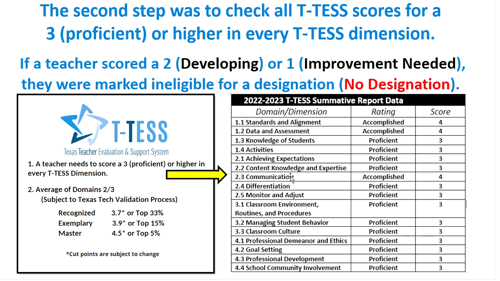The second step was to check all T-TESS scores for a 3, proficient, or higher in every T-TESS dimension. If a teacher scored a 2, developing, or 1, improvement needed, they were marked ineligible for a designation this particular year. So that was the second step. So let me give you some examples.